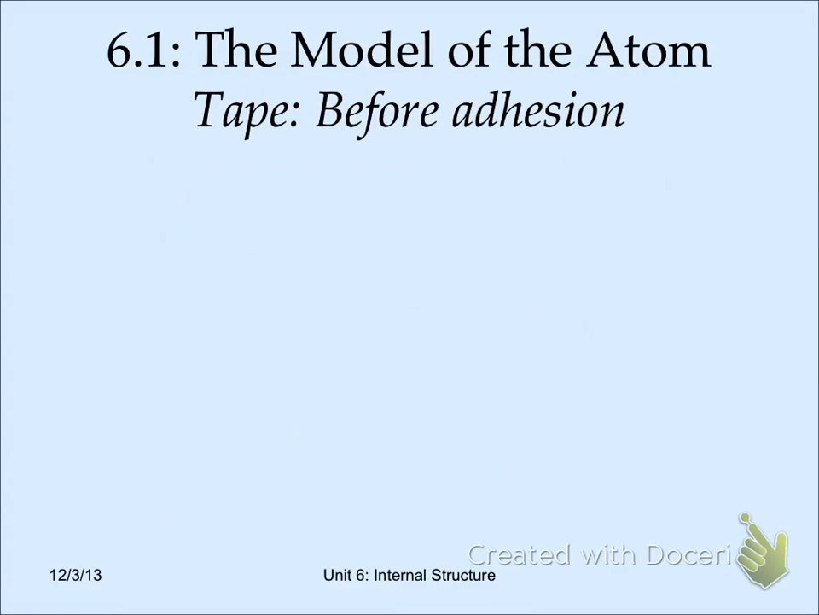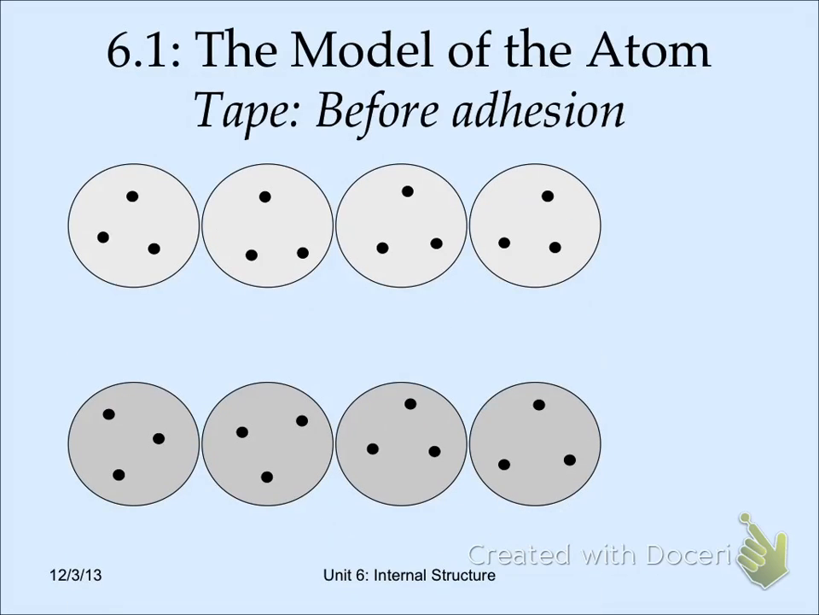So let's look at our model then. This is going to be a picture of our tape before we stuck them together. Okay, before adhesion. As we're going to see here, the top tape is the one on the top, and the bottom tape is the one on the bottom. They're totally identical. They're just two different pieces of tape, but for all intents and purposes, they're identical.